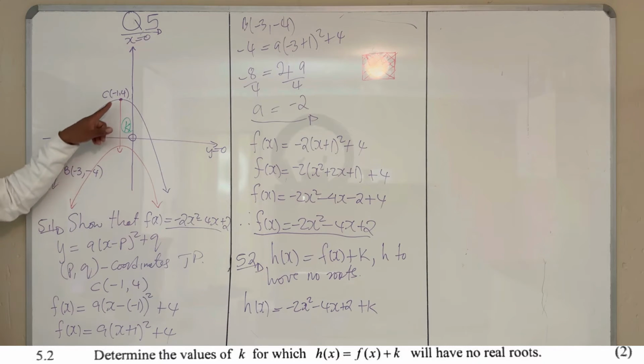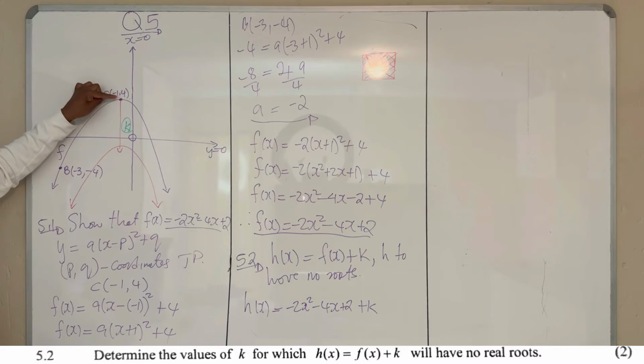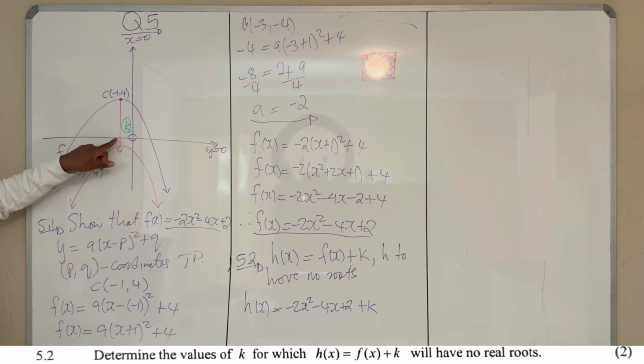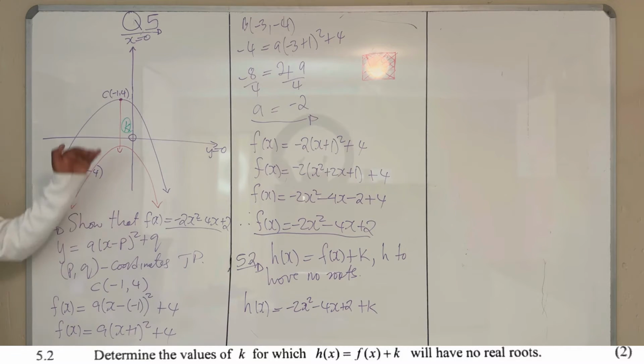Because you know, it's 4 here. If you drop it 4 units down, it will sit exactly at 0. But if you drop it more than 4 units down, that should be below. So all the values that are less than -4.